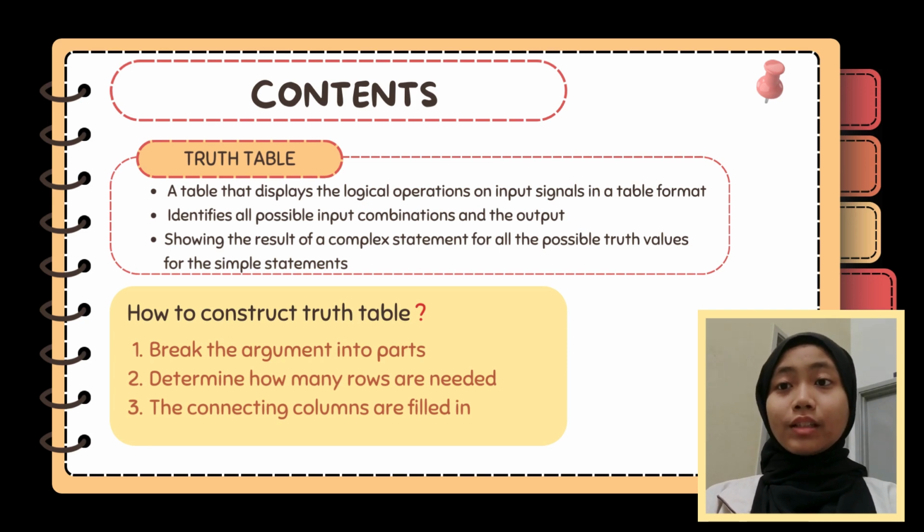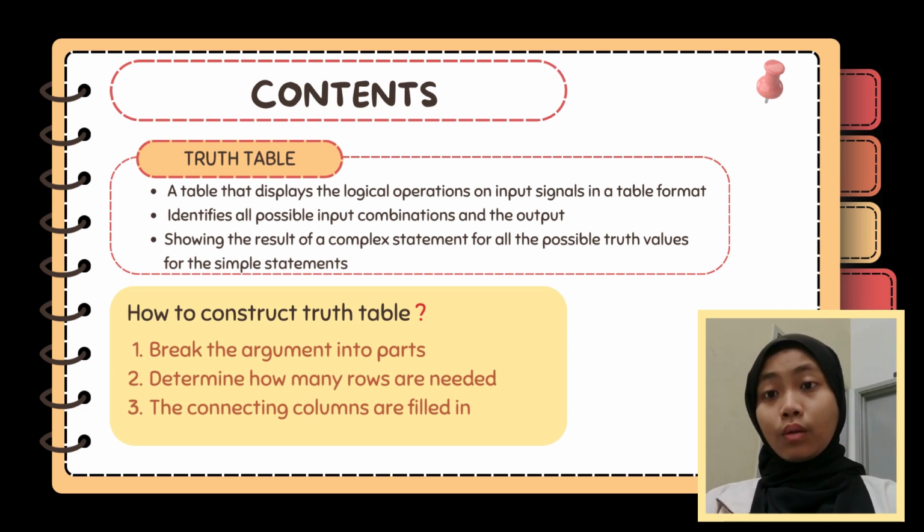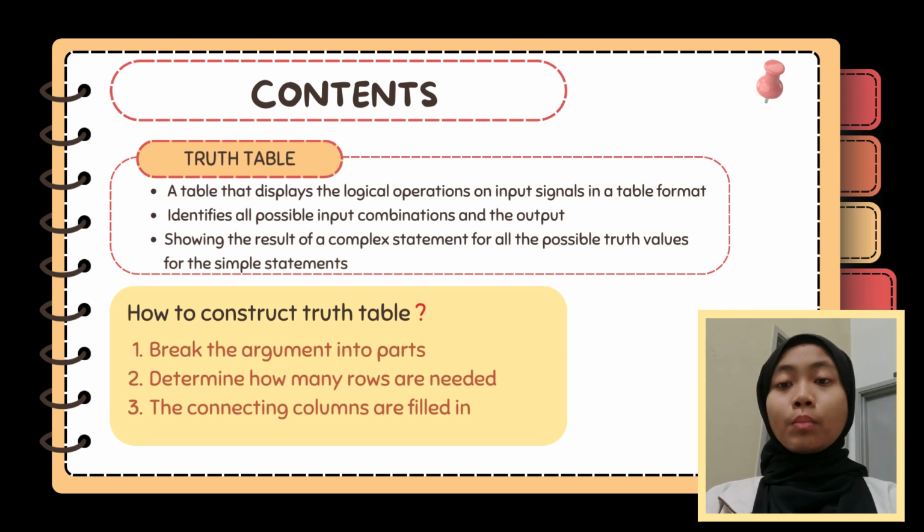How to construct the truth table? First, break the argument into parts. This includes each proposition, negation, and each connective. The number of parts included in the table will determine how many columns are needed. Second, determine how many rows are needed. Since each proposition can only be true or false, which means there are only two choices for each proposition, the number of rows is 2 to the power of n, where n is the number of propositions in the argument.